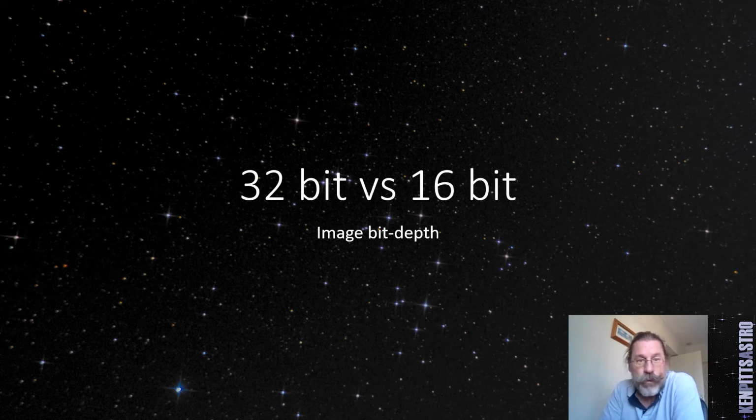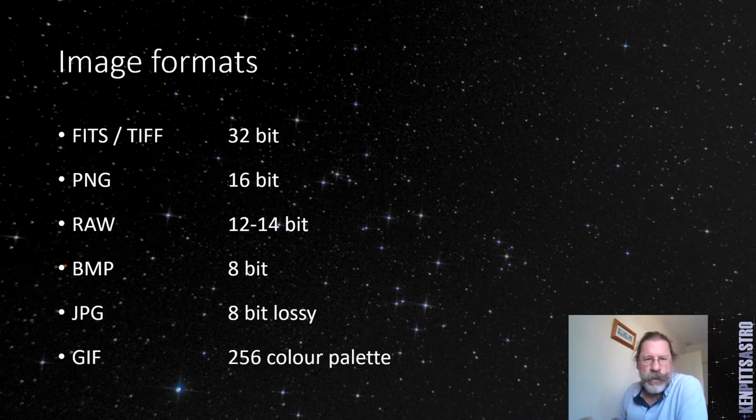This is just a short talk about 32-bit and 16-bit image formats, what they mean, why they're different, and why they're useful to you in astrophotography. So you've seen, no doubt, lots of different image formats, FITS, PNGs, RAW, all sorts of things, and you're probably aware that they all have different bit depths. What does all of that mean?